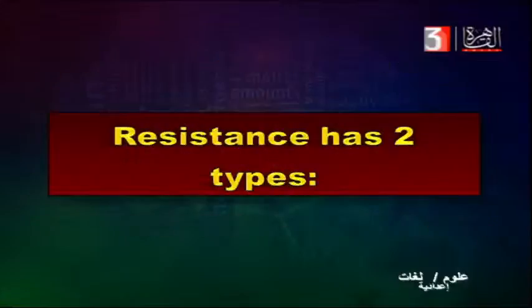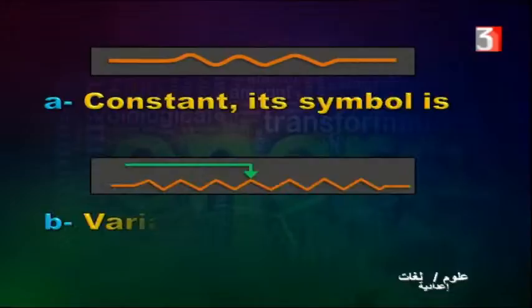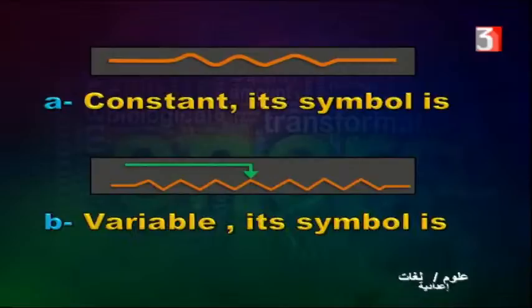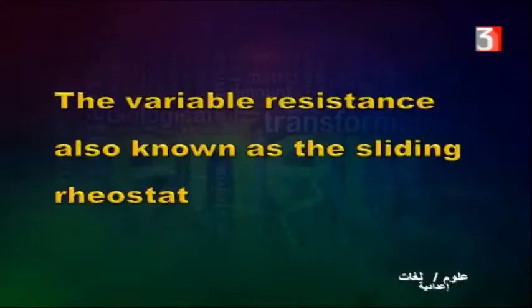Okay, resistance has 2 types. Number 1, constant resistance, and number 2, variable resistance. Variable resistance means it can be changed, and constant resistance has a constant value. So constant resistance may be 1 ohm, 2 ohm, 5 ohm, but with variable resistance, we can control the value of its resistance. Okay, let's study the variable resistance.